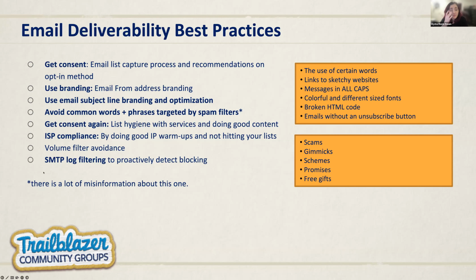And then you have volume filter avoidance. You don't want to go too crazy high. Let's say today you're sending out 1,000 emails and then tomorrow you want to go to 1 million. Well, Gmail won't like that. So definitely be careful, strategic, and make sure that what you're sending is just good stuff.